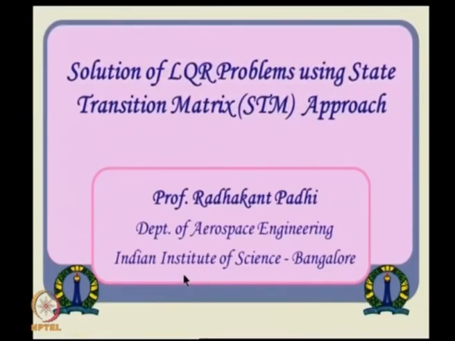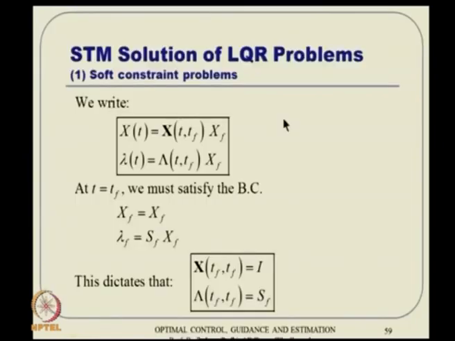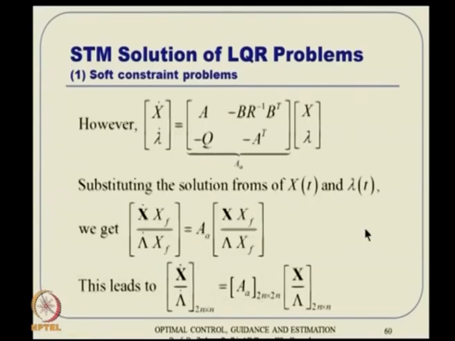Alright, so after that we again went ahead and extended that for the state transition matrix approach. We relooked at the problem and tried to solve it using the state transition matrix approach, where we write x of t as a state transition matrix times xf, and lambda of t is also a state transition matrix times xf, and at t equal to tf this condition has to be satisfied. So, we got the boundary conditions at tf.